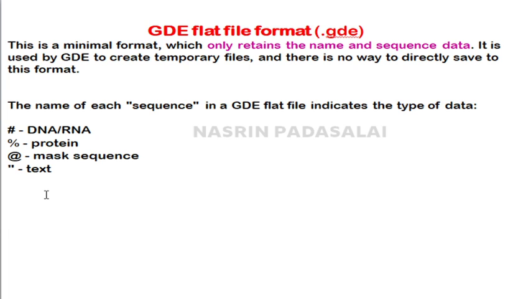Next, GDE flat file format. This is a minimal file format which retains only the name and the sequence data. It is used by GDE in order to create a temporary file, and there is no direct way to save this particular format. The name in each sequence in GDE file format indicates the type of data. That is, hashtag indicates DNA or RNA, percentage indicates protein, at indicates mask sequence, whereas the apostrophe indicates text.